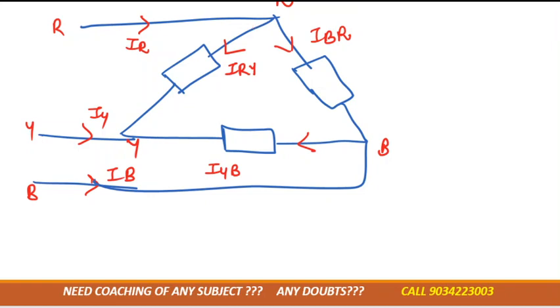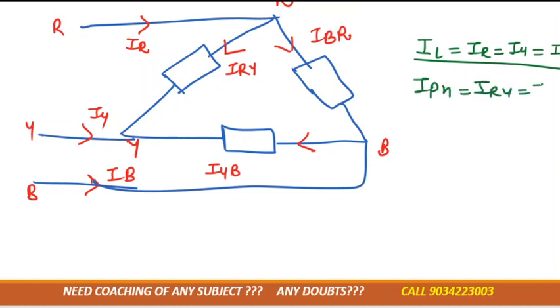Clear? So in this case, what are these? IL is equal to IR is equal to IY is equal to IB. These are the line currents. And what are the phase currents? IPH, meaning the phase current, is equal to IRY is equal to IBR is equal to IYB.